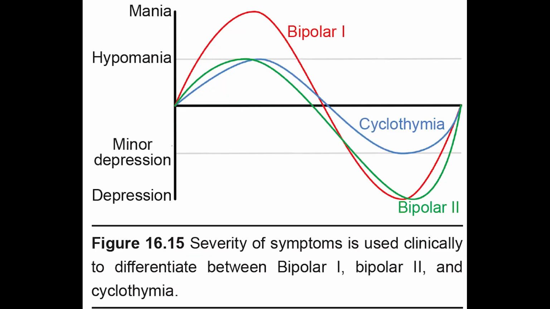Section 16.3. Bipolar disorder. A person with bipolar disorder experiences phases of clinical depression as described above, and at other times they experience mania, a state of exhilarating high energy.